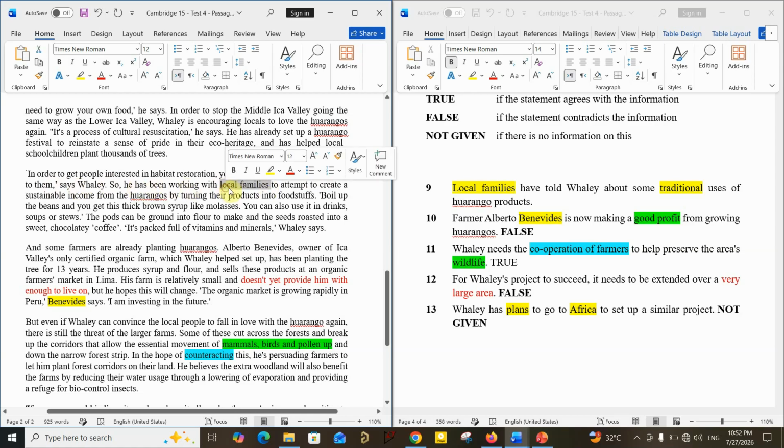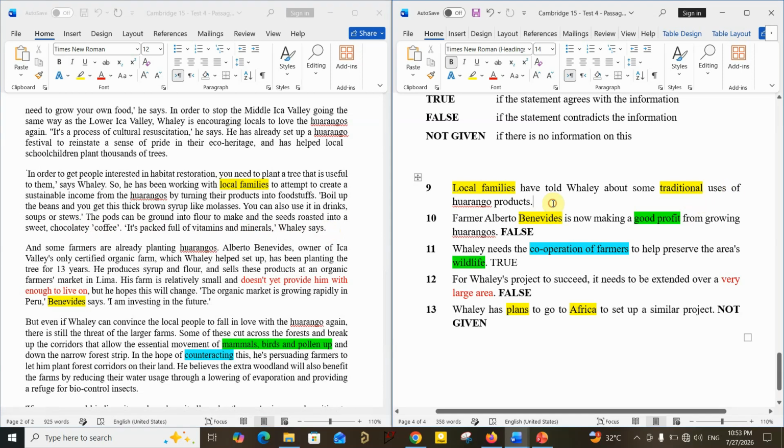Oh, here, this is local families, to attempt to create a sustainable income from the Horangos by turning their products into foodstuffs. Boil up the beans and you get this thick brown syrup like molasses. You can also use it in drinks, soups or stews. The pods can be ground into flour, and the seeds roasted into a sweet chocolatey coffee. It's packed full of vitamins and minerals, Valley says. So there is nothing about the traditional uses of Horango products. It's again not given.